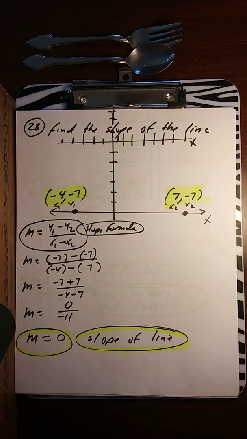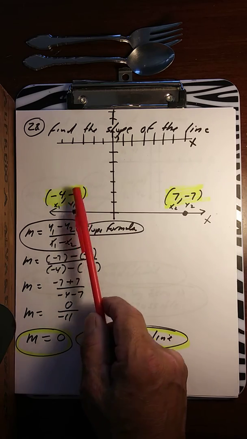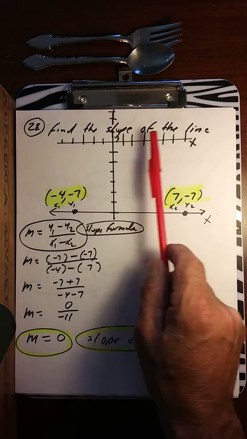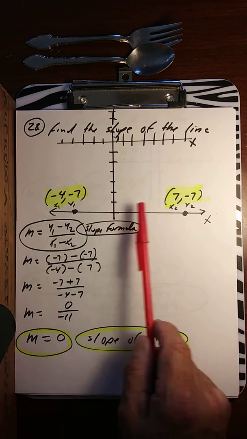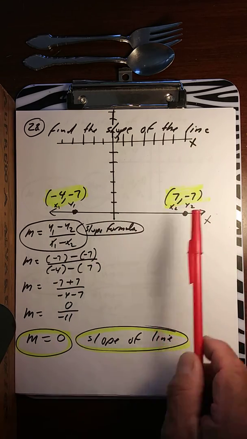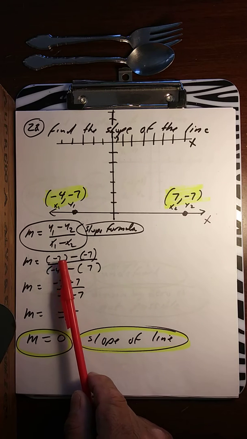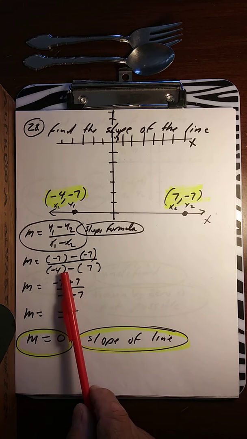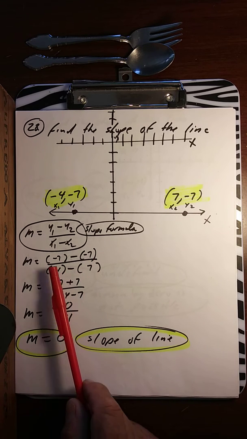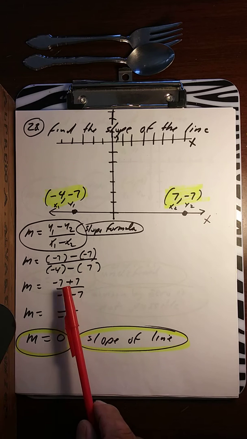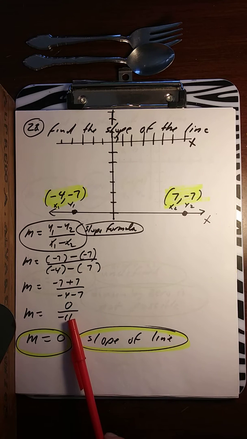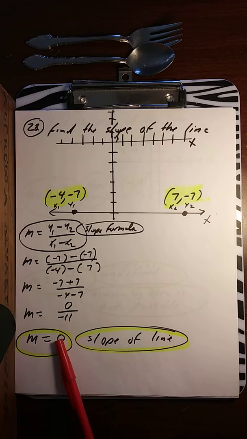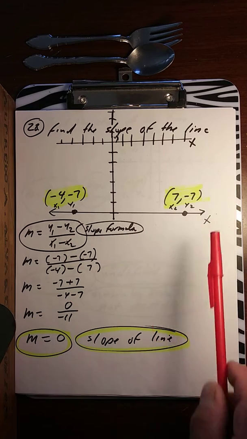Find the slope of the line. We have negative 4, negative 7, and we have 7 and negative 7. So we have these 2 points right here. x1, y1, x2, y2. Put them in the formula. Negative 7 minus negative 7, negative 4 minus 7. So negative is plus. So that's going to be 0. And 0 divided by any number that's not 0 is 0. So the slope is 0.